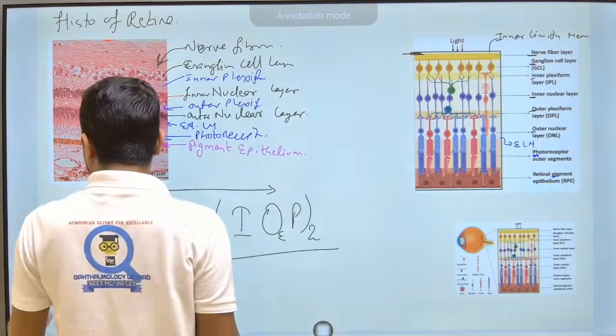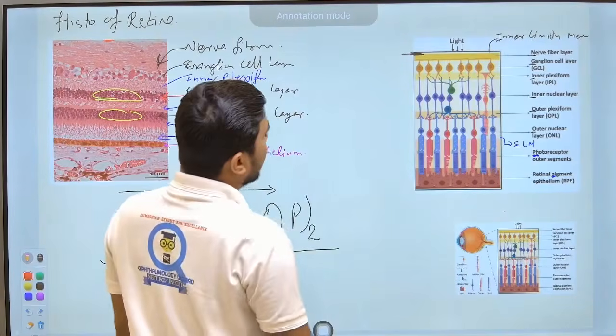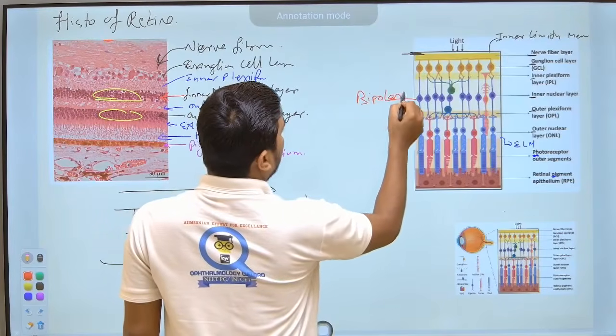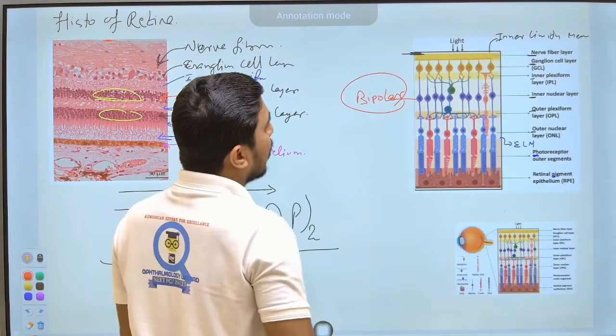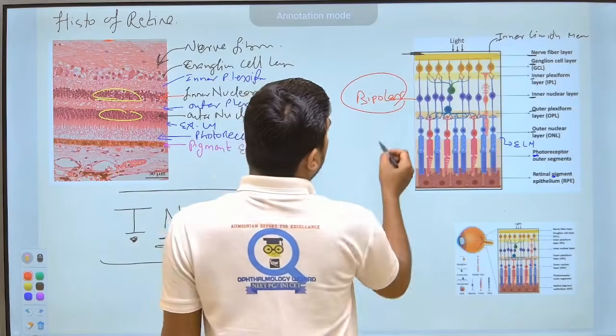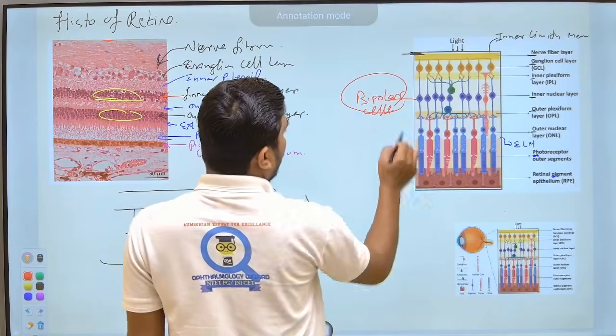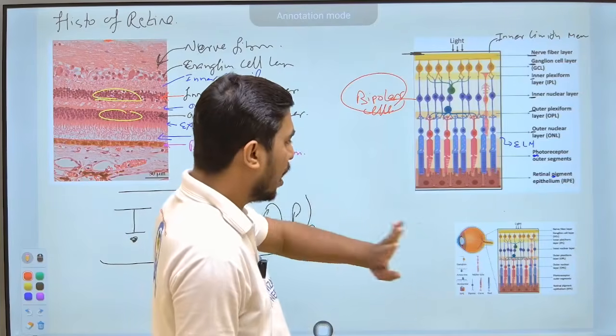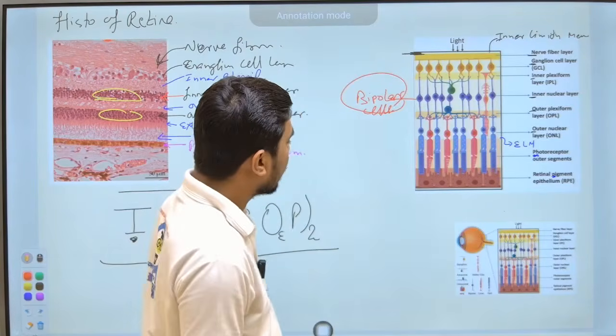In this photograph, what needs to be understood here? What is this cell? This is the bipolar cell. This is very important to understand, and this bipolar cell makes a connection with this.